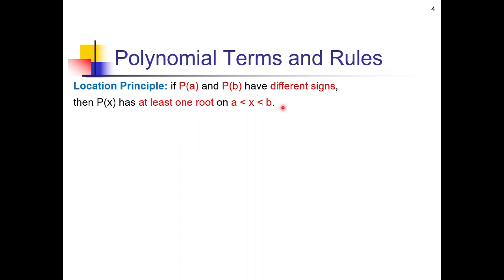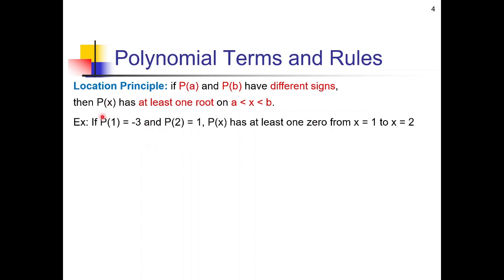So just kind of putting this into English, if I plug in two x values into a polynomial and I get different signs, that proves that I had to cross the x-axis somewhere between those two x values. Just to give you an example, let's say p of 1 was -3 and p of 2 is 1. There's some polynomial that I just plugged these into and got these back. Or maybe they gave me a table with these values. That would tell us that p of x had at least one zero between the x values 1 and 2.